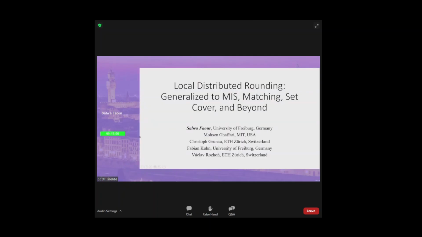Shall I start? Yes. Okay, we'll get started. So the next talk will be by Salwa Faour on distributed rounding.